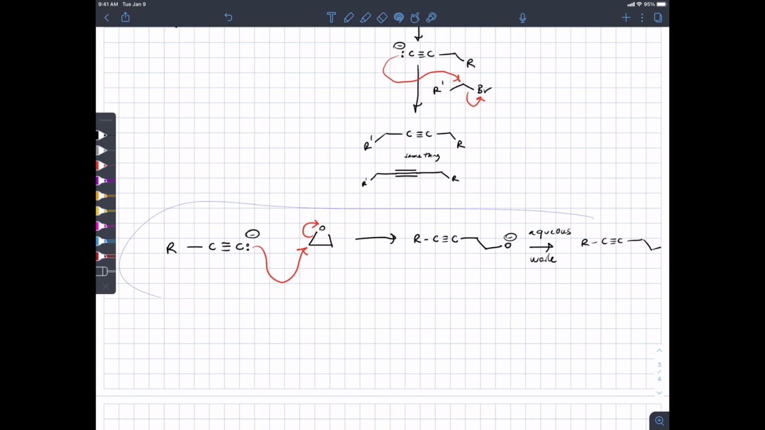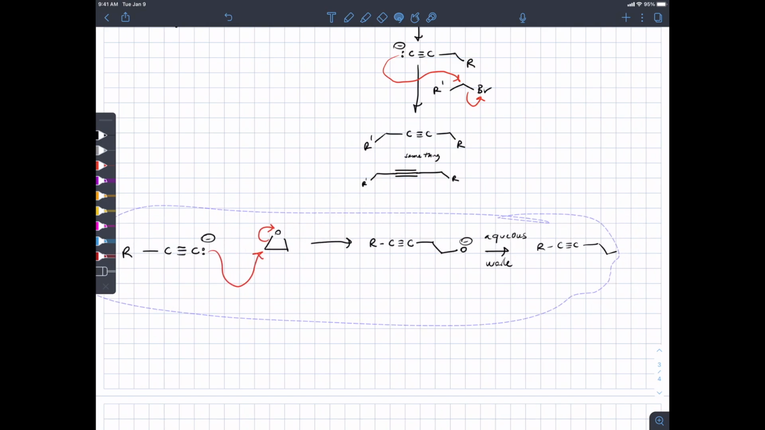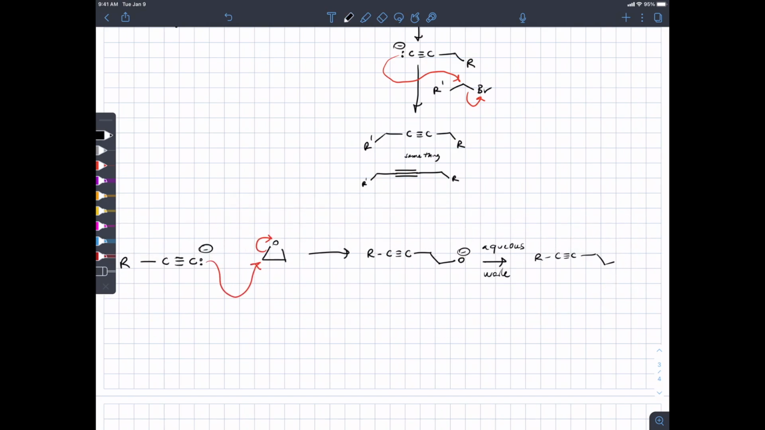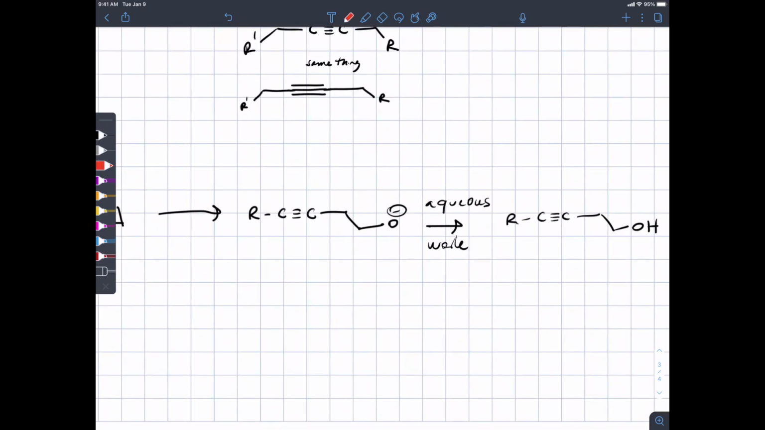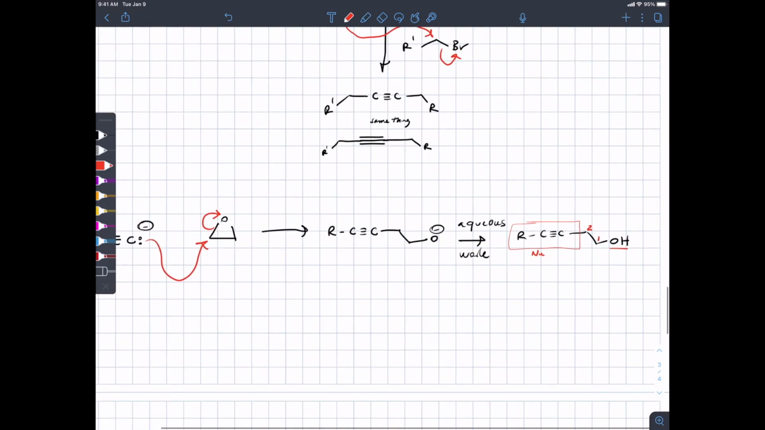Oops, we're running out of space. And we've got that familiar pattern that we see when we open up epoxides, this 1-2 relationship between the OH group and then whatever your nucleophile was. All right.